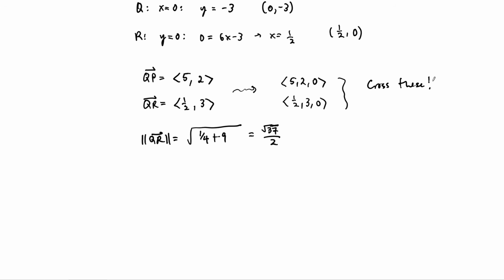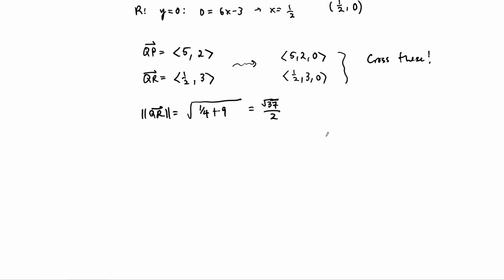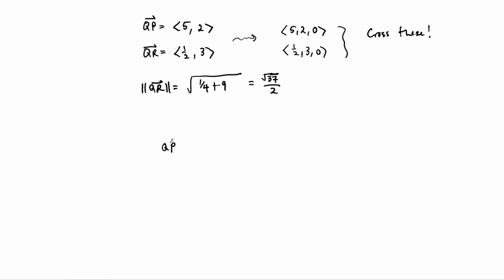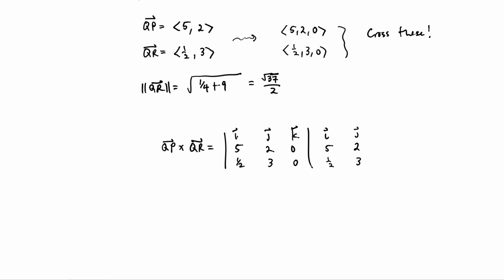Cross these. And remember, we just need the length of the cross product, but we have to compute the cross product first, right? So let's do it. By the way, the order is not going to matter for us because we only care about the length. So I'm going to do it this way. So I, J, K, I, J, right? I'm going to use my fancy method here. So this is 5, 2, 0, 5, 2, 1/2, 3, 0, 1/2, 3. And then get out the highlighter. And this times plus this, multiply those together, minus this, this, this.